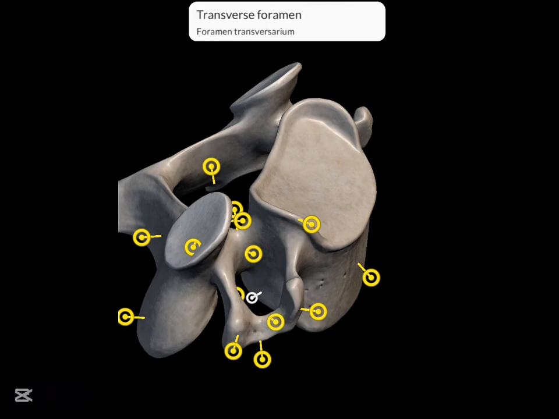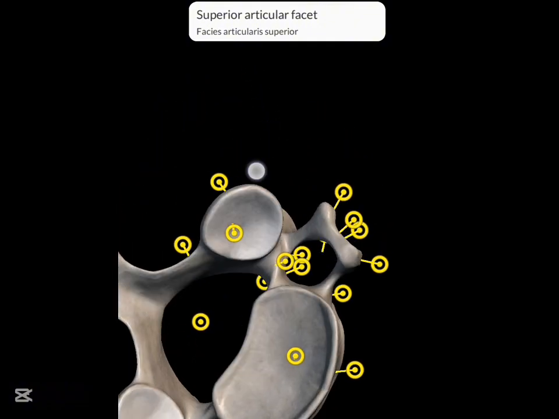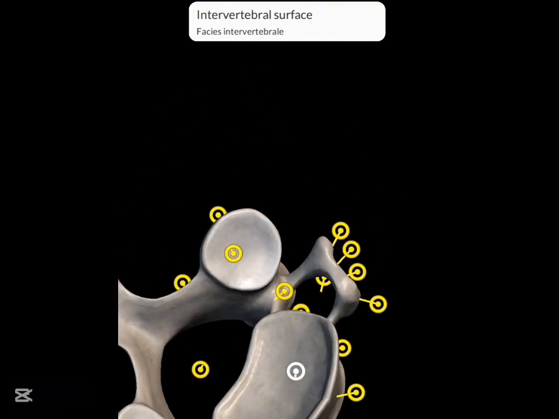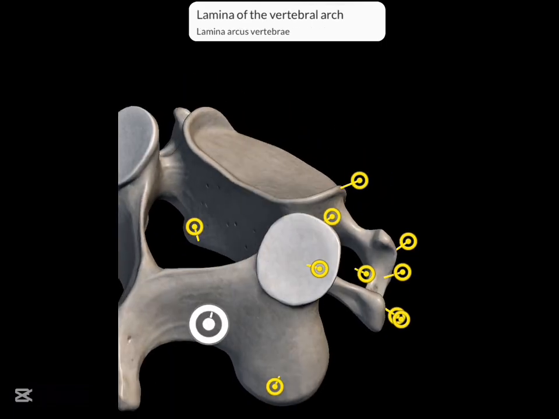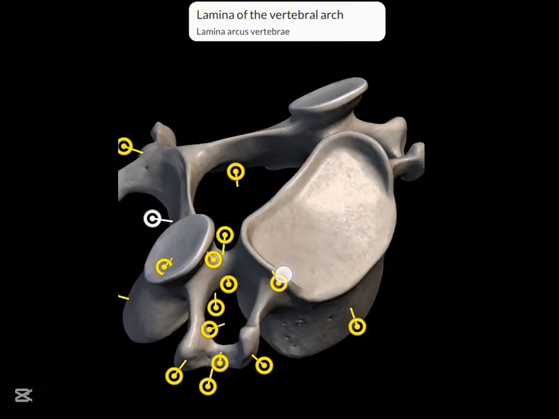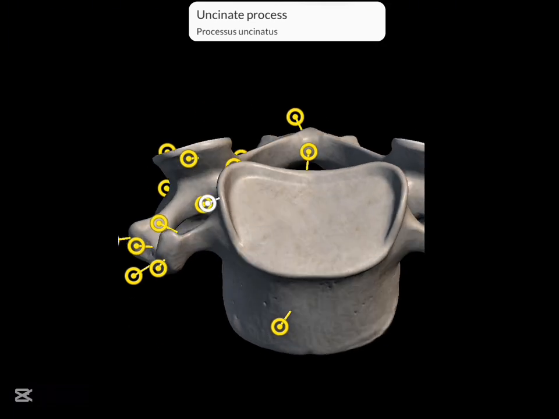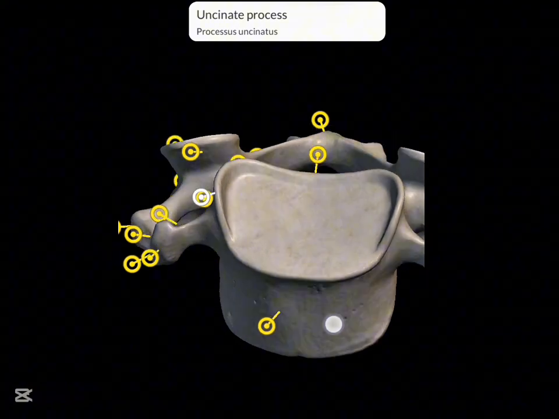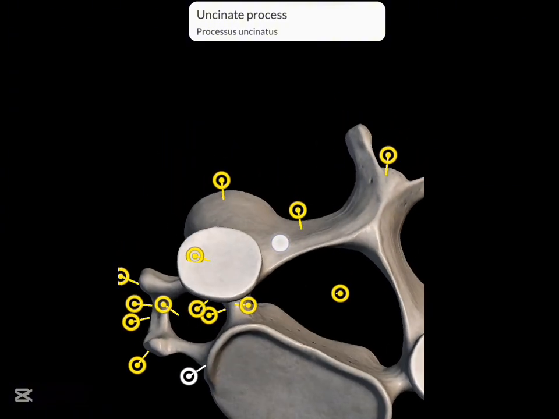Here we can see the transverse foramen or foramen transversum, the superior articular facet and inferior articular facet, the body, and the lamina. The interlaminar joint is formed by the ligamentum flava, which is a fibrous joint. And this is another feature, the uncinate process. This is another cardinal feature of a typical cervical vertebra. This is all about the typical cervical vertebra.